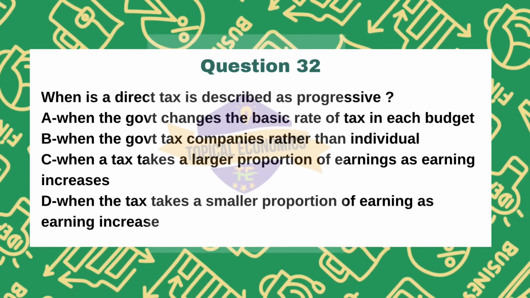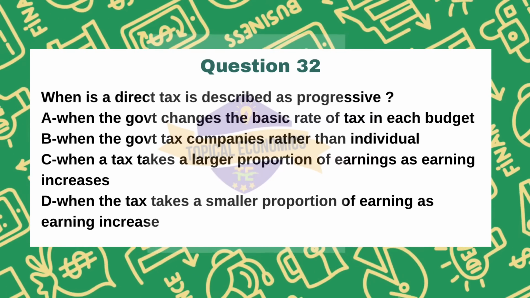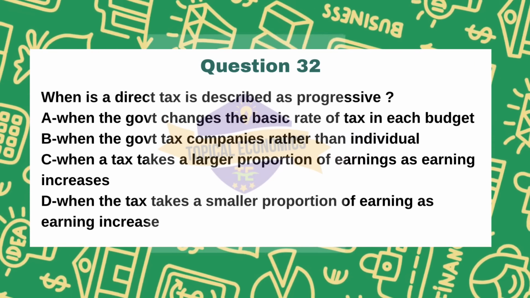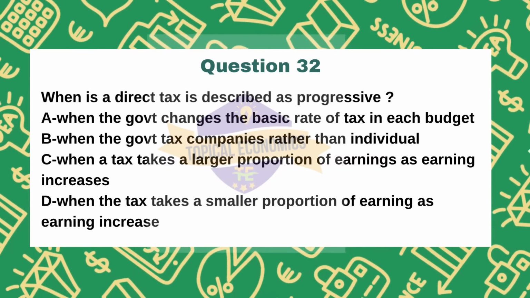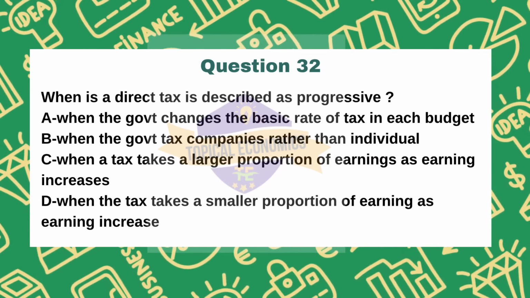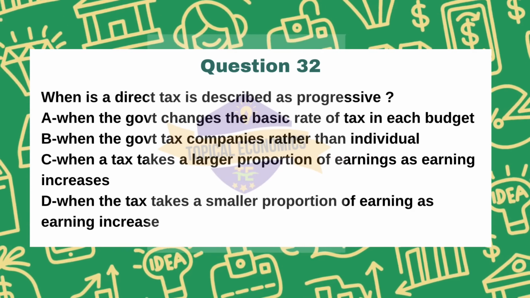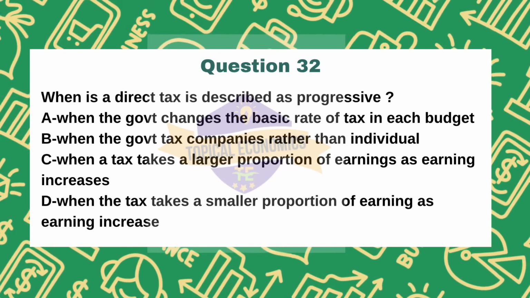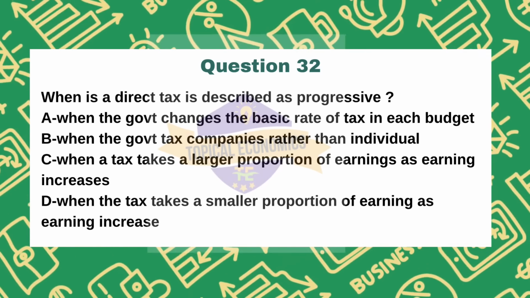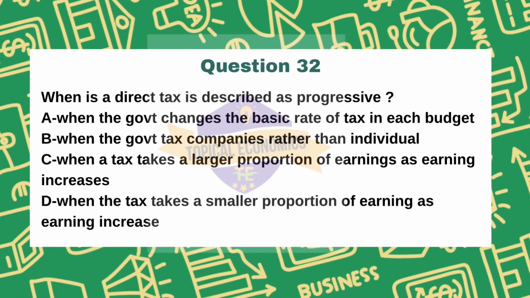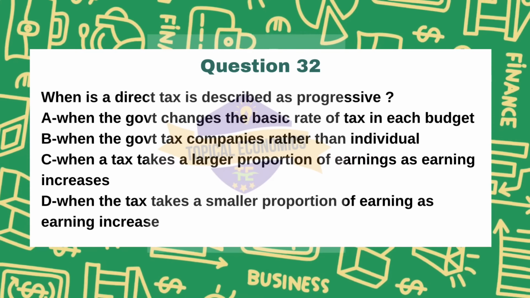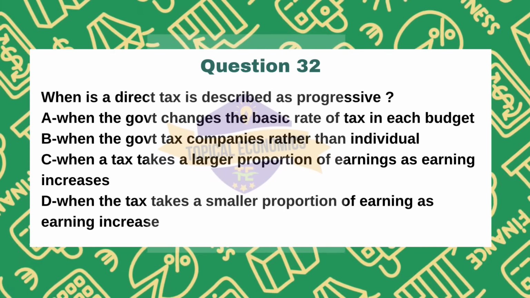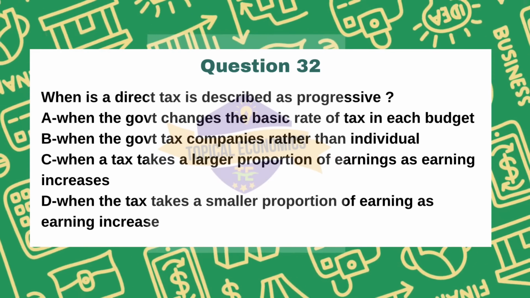The correct answer for this question is option C. When a tax takes a larger proportion of earnings as earnings increase. A progressive tax system is one in which the tax rate increases as the taxable income increases. This means that individuals with higher incomes pay a larger percentage of their income in taxes, compared to those with lower incomes. The intent behind progressive taxation is to reduce income inequality by ensuring that those who have a greater ability to pay contribute a larger share of their income to support public services and government functions.